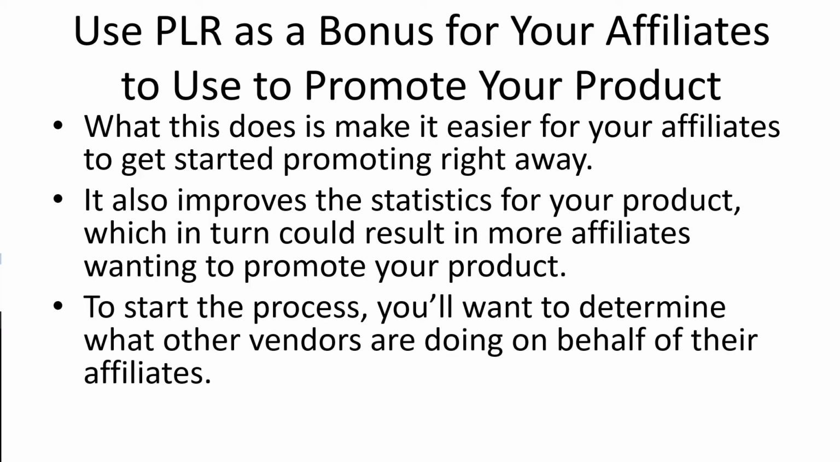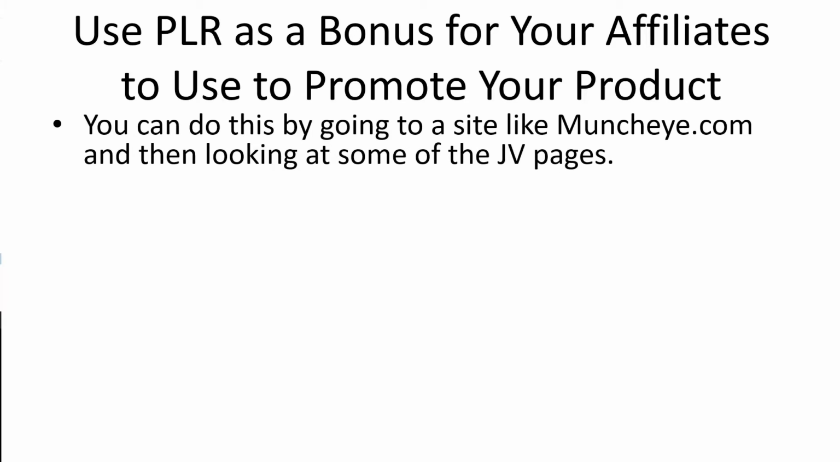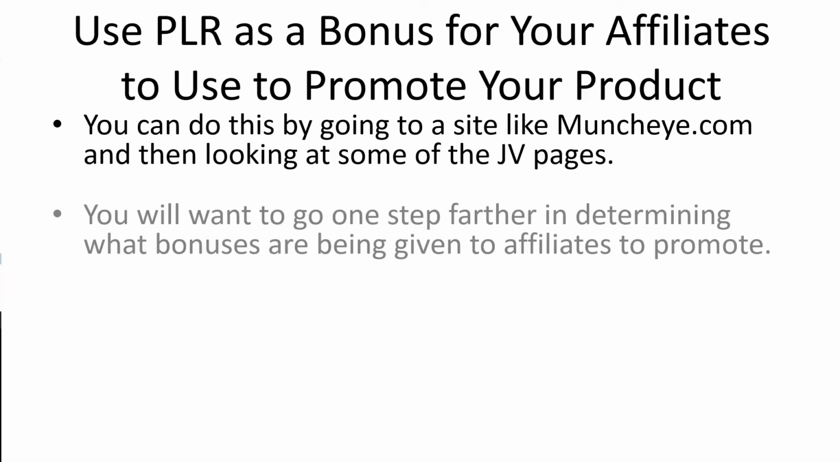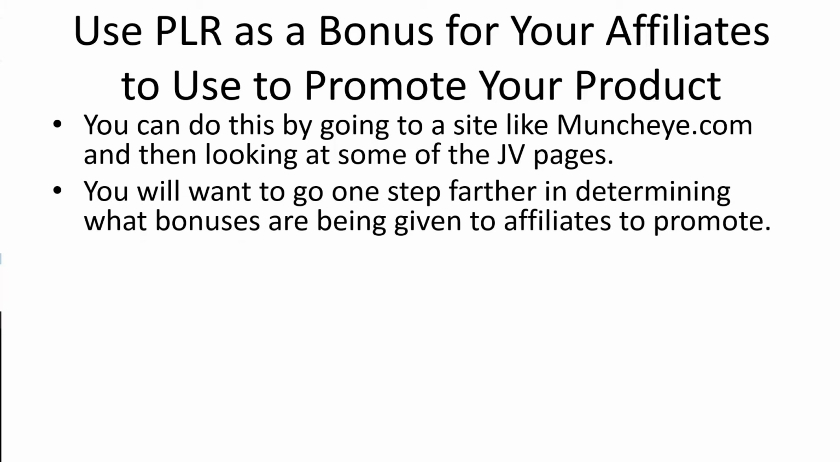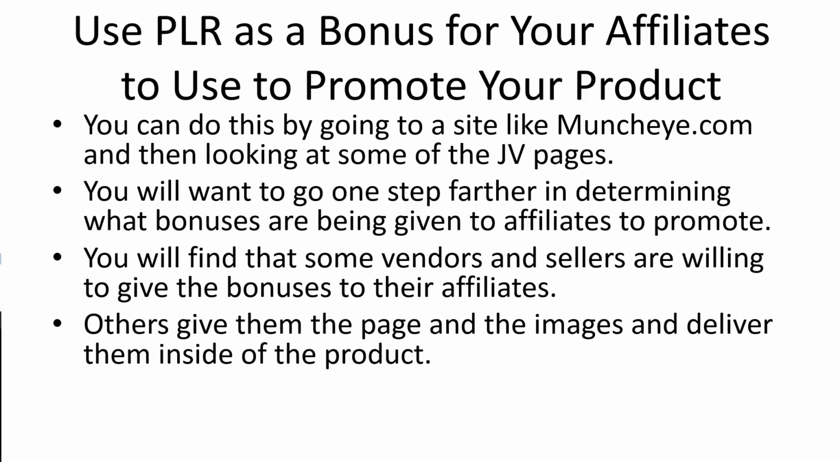Now, to start this process, you are going to want to determine what other vendors are doing on behalf of their affiliates. And you can do this by going to a site like muncheye.com and then looking at some of the JV pages. Now, you will want to go one step further in determining what kinds of bonuses are being given to the affiliates to promote those products. You will find that some vendors and some sellers are willing to give the bonuses to their affiliates. Others will give them the bonus page and the images and then deliver them inside of the product.